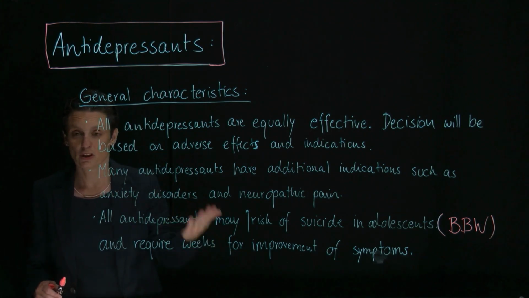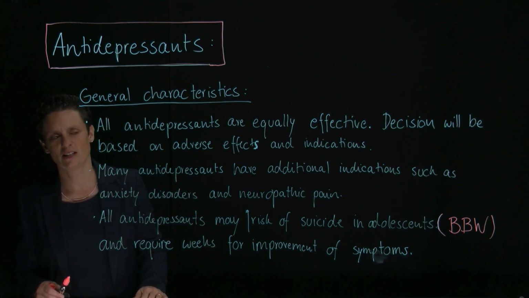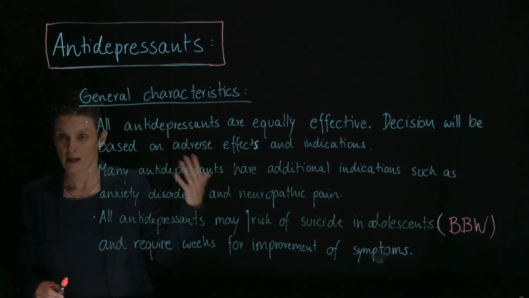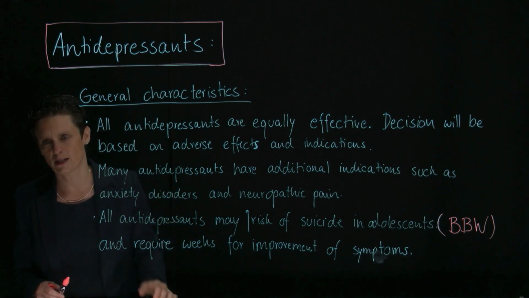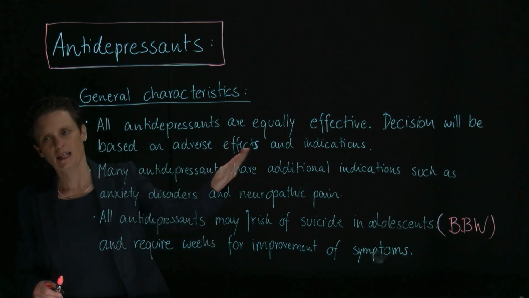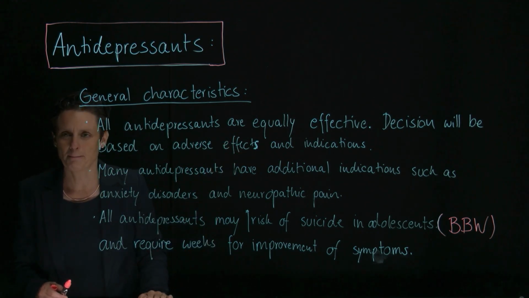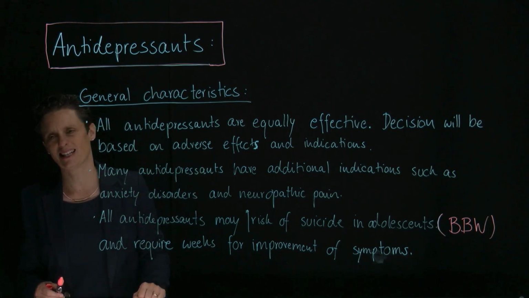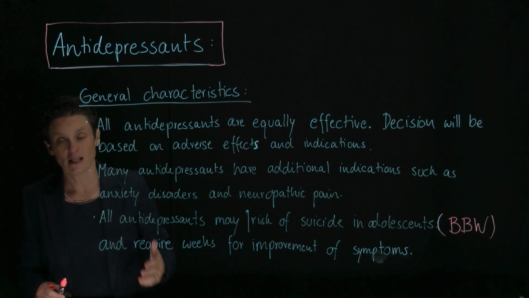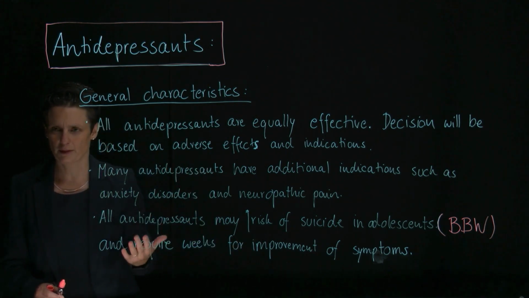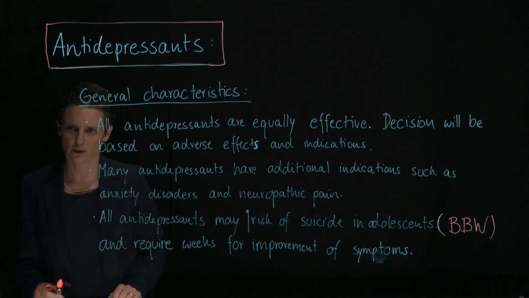So you could choose whichever you think is best for your patient, and it's going to be based on adverse effects and indications. You're going to learn there are many adverse effects, and you need to pick the one that fits best with the past medical history, let's say, of your patient. Indications, we're also going to learn that many antidepressants, and that gets me to the second point, have other indications, additional indications. And there are many, such as anxiety disorders, neuropathic pain, smoking cessation. So that's also going to play a big role when you choose the antidepressant for your patient.